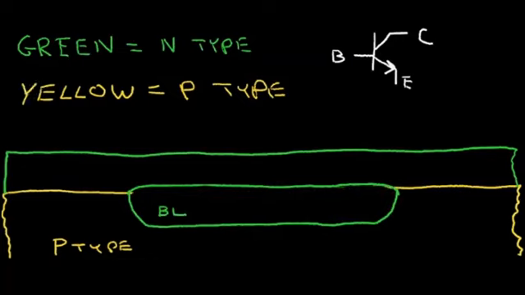So the next step is we're going to diffuse in a P-type material. And so we'll diffuse in a P-type material here. And at the same time, a P-type material will be diffused into this region. What this does is it forms an N-type tub. This region of N-epi is isolated from this other N-epi.